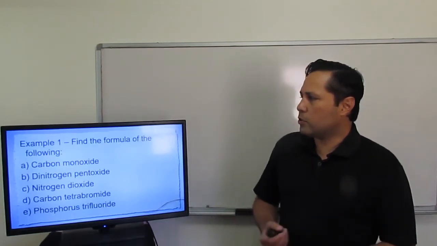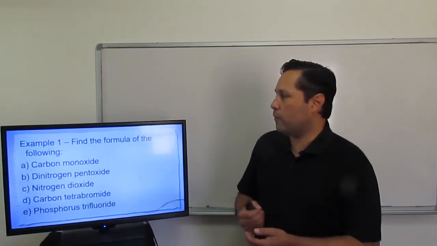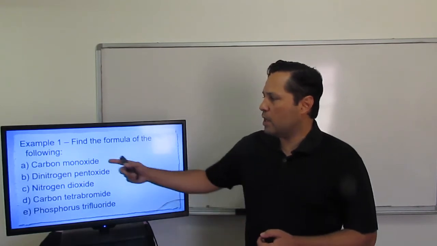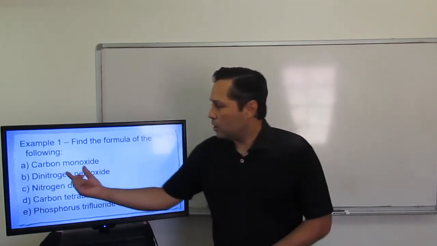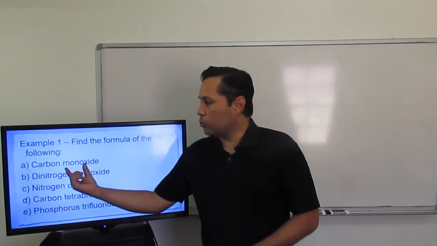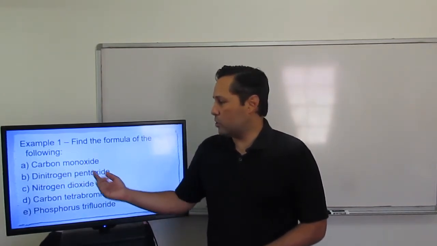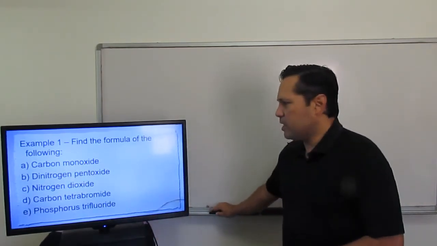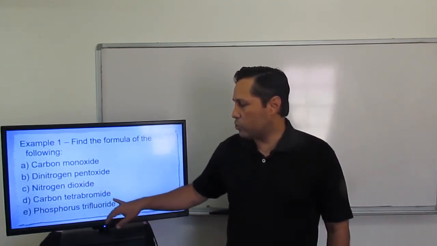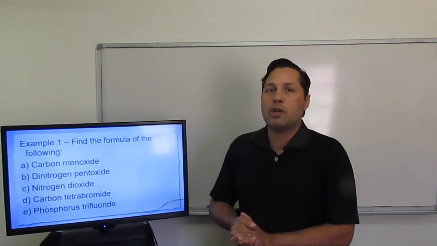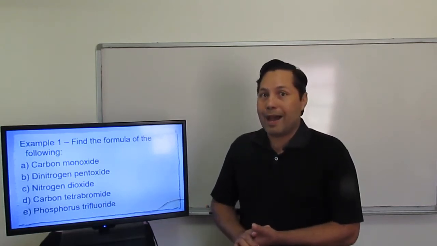Alright, so let's get started with example 1. Find the formula for the following. A, the first one, carbon monoxide. Notice mono, it's only used for the second atom. In this case, it is oxygen. I also want to point out, notice that the IDE suffix is used in all of them. All of these organic compounds are going to end with IDE.